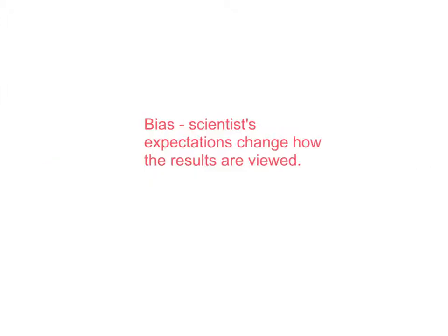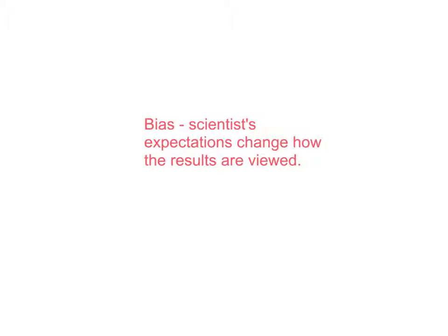One important thing to mention is this idea called bias. You've probably heard that word before, and bias in scientific investigations occurs when the scientist's expectations change how the results are viewed. So there's always some amount of bias. It's impossible to be completely objective and completely free from bias, but it's really important to design experiments so that the bias is reduced to being as little as possible.